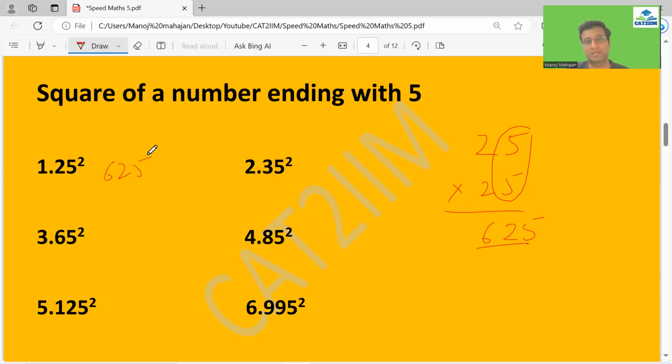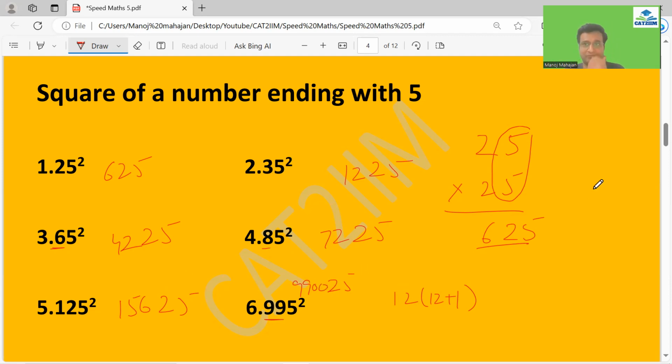Let's quickly apply on the other numbers out here. So 5 into 5, 25. 3 into 4, 12. 5 into 5, 25. 6 into 7, 42. 5 into 5, 25. 8 into 9, 72. Look, so fast we are. 5 into 5, 25. 12 into 13, we can use the squares out also. So 12 into 12 plus 1. So 12 square is 144 plus 12 is what? 156. So we can write over here 995 square. So 25. 99 into 100, that is nothing but 9900. So we are so fast in doing the square of a number ending with 5.